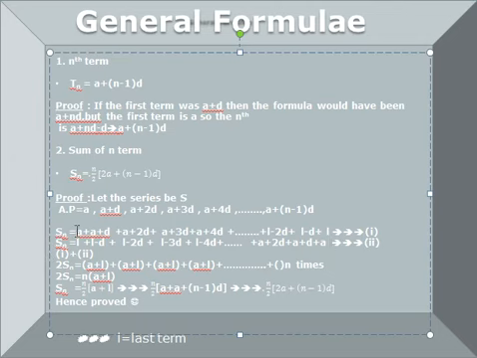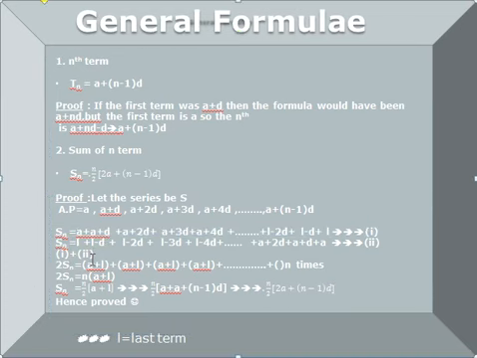Now we're going to add these two equations, the first and the second. We get 2 times the series equals, all the d's cancel out: a plus L, then d and d cancel, a plus L, 2d minus 2d cancel, a plus L, and you get that n times. So 2 into the series equals n into a plus L, and hence our sum of n terms will be n by 2 into a plus L.